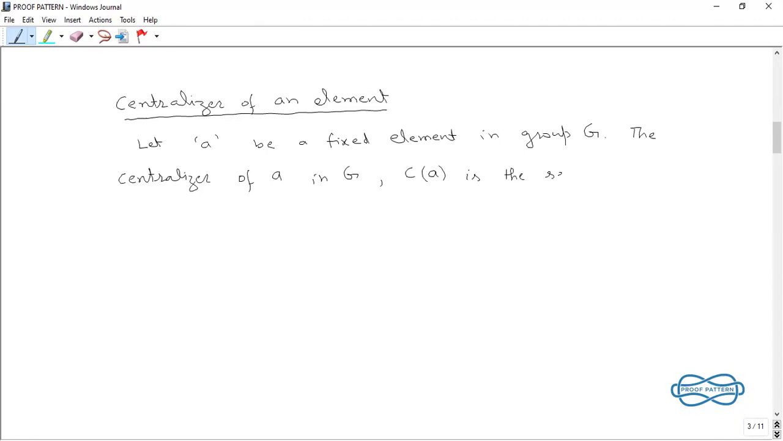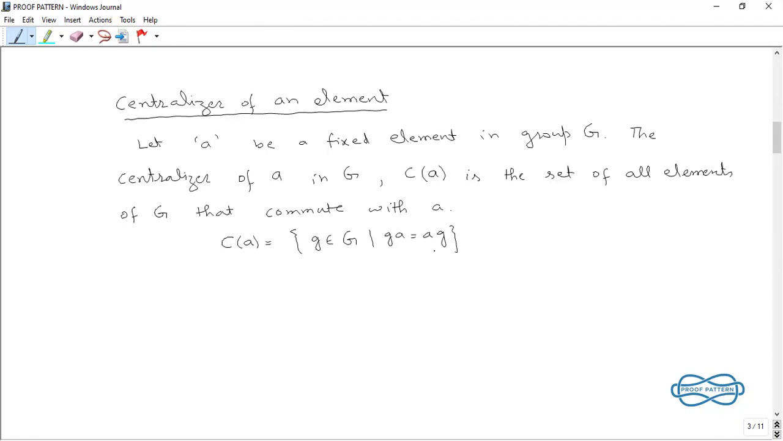It is the set, in fact a subset of G, of all those elements of G that commute with A, which is the fixed element. Which means C of A is actually those elements g of group G such that g commutes with A, meaning gA is equal to Ag.